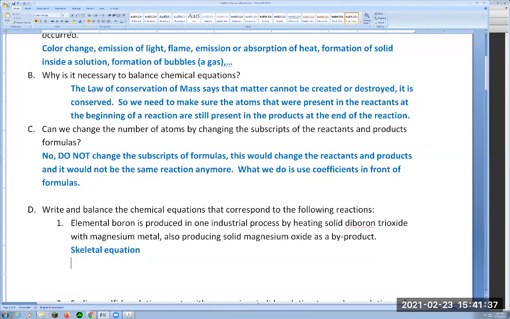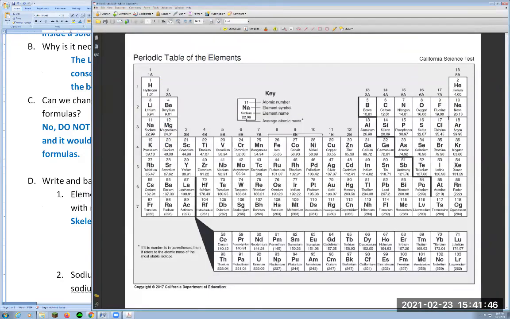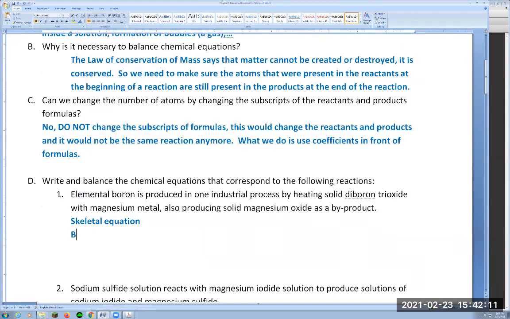So let's write the skeletal equation here for elemental boron. That's why you need the periodic table. Boron is here. It's a metalloid, right? It's on that staircase, zigzag line, and it's a solid. So when you're told elemental boron, it means boron as an element. So you would start with B, and you would give it a physical state of s for solid. So s means solid.